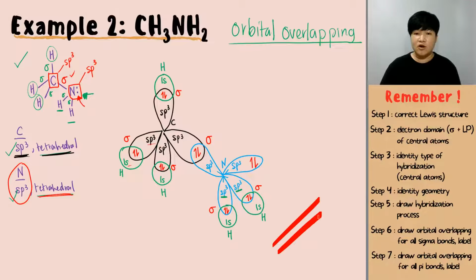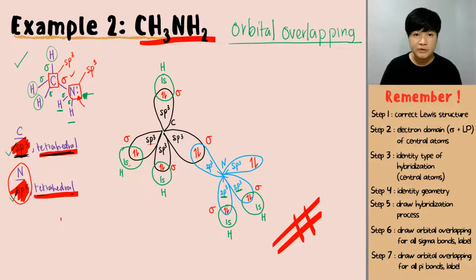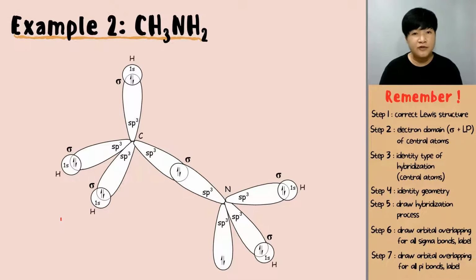And this is the orbital overlapping of your CH3NH2. By using the Lewis structure to calculate the electron domain and determine the hybridization, from the hybridization we know the geometry of the hybridized orbital. And from that, we can draw the overlapping to form the sigma bond and also the position of the lone pair in this case. Okay? And that's it for this video.